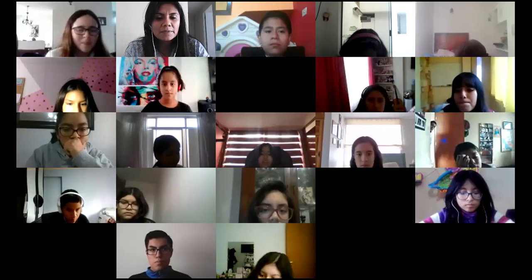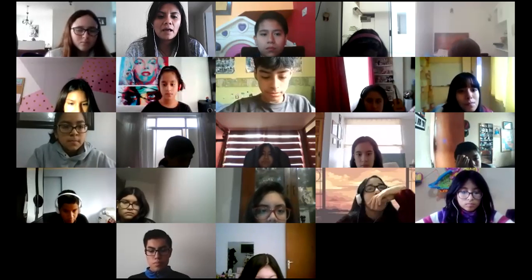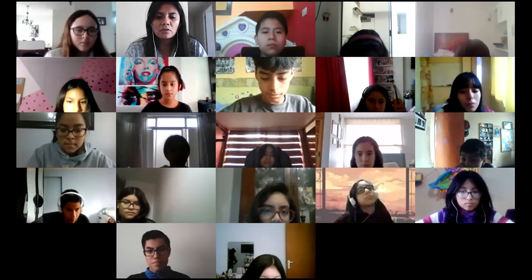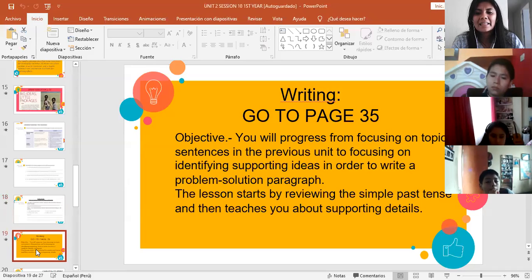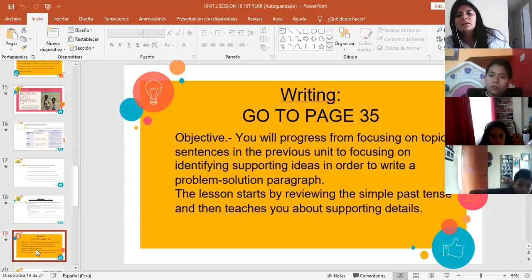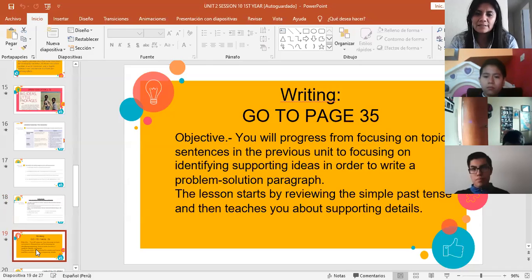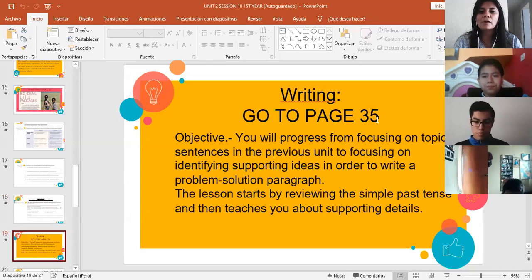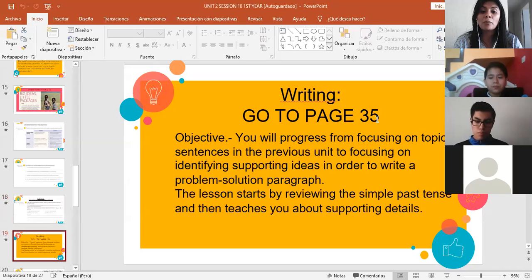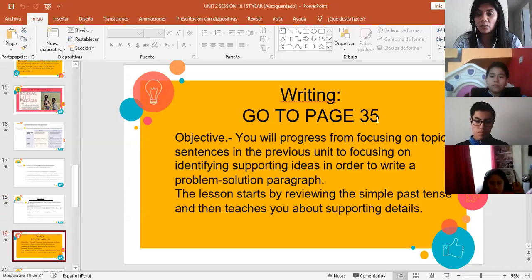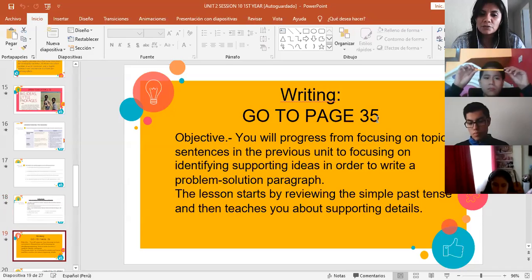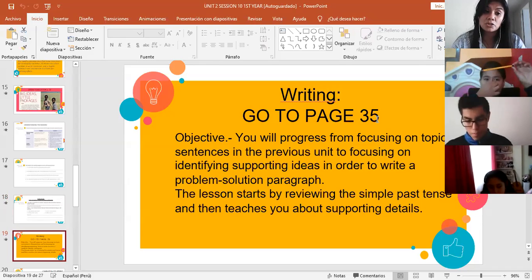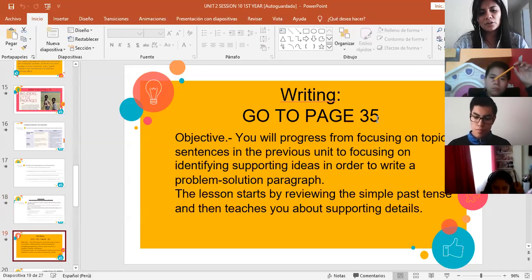To start with the presentation about this grammar content, okay? So please open your books on page 36. What is this idea about the writing? The objective is that you will progress from focusing on the topic sentence in the previous unit that we have prepared to focusing on identifying supporting ideas in order to write a problem and solution paragraph. So that is your objective for writing.